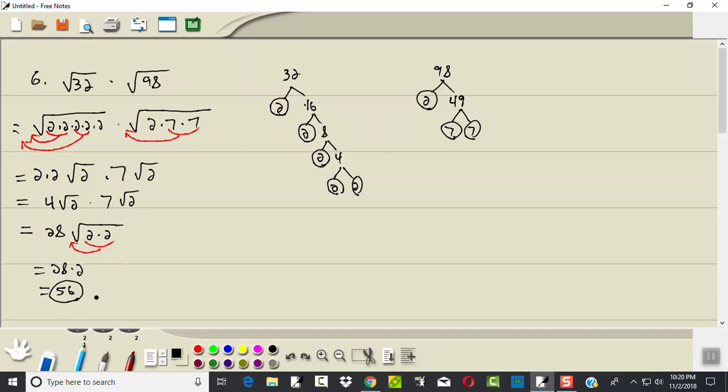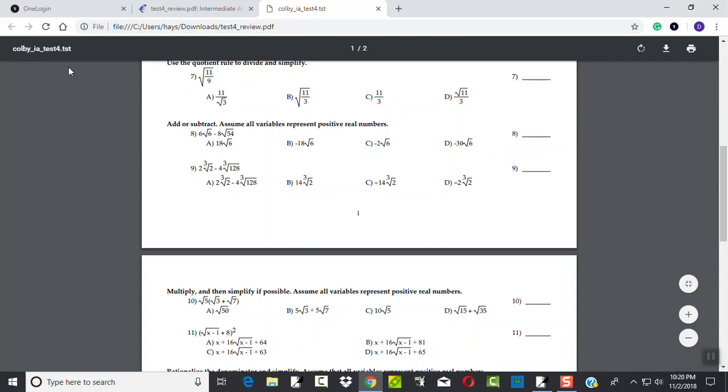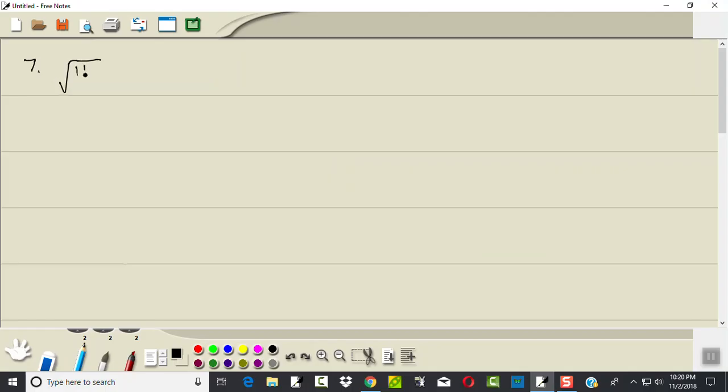Number 7. Let me clean this off. What do we have? Square root of 11 over 9. Well, we can't have a fraction inside of a radical. But we've got a property that says you can split it up. You can put a radical around the top, and you can put a radical around the bottom. Now, we can't have a radical in the denominator, but in this case, square root of 9 is 3. And so that gives us our answer. And that meets our two criteria: you can't have a fraction inside of a radical and you can't have a radical in the denominator.